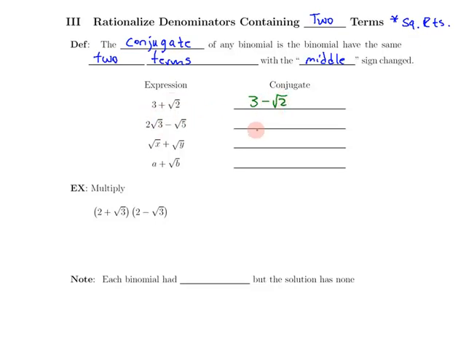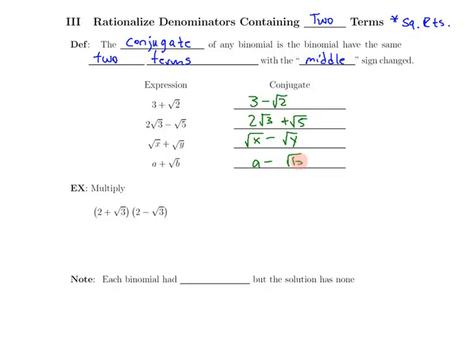The conjugate for 2 square roots of 3 minus square root of 5 is 2 square roots of 3 plus square root of 5. The conjugate for square root of x plus square root of y is square root of x minus square root of y, and the conjugate for a plus the square root of b is a minus the square root of b.